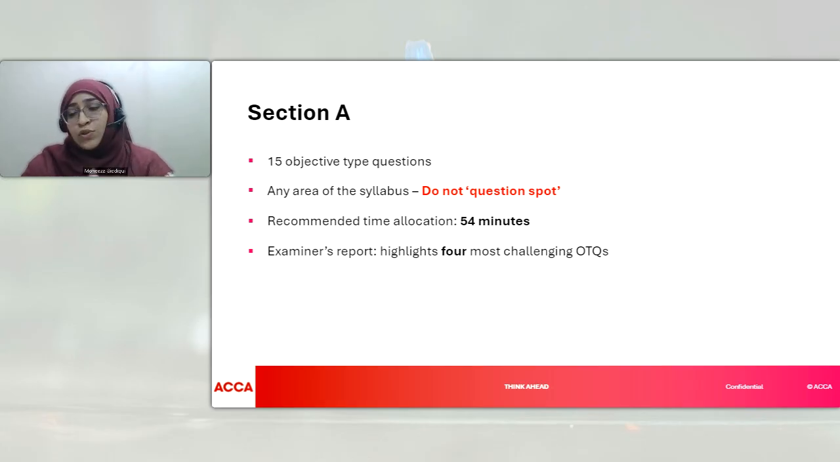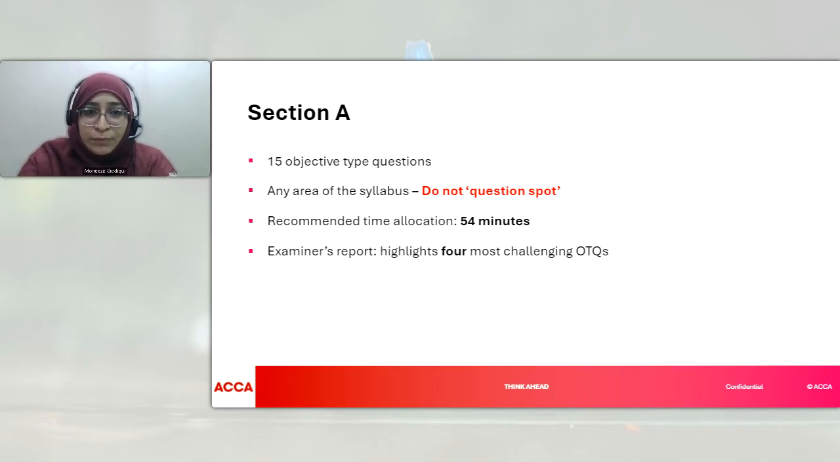Of course, when we come to section B, I will share the relevant pointers there. Now, in the examiner's report that we are covering, the examination team has highlighted 4 most challenging objective type questions. Given that we have a limited amount of time, we will not be going through all 4 of them. But I have picked up some of the key pointers from this feedback, and I will be referring to how those pointers would have been an effective exam strategy for that particular question.